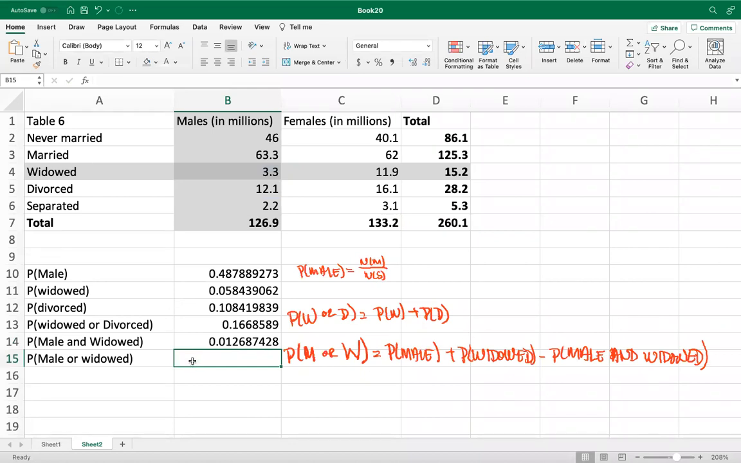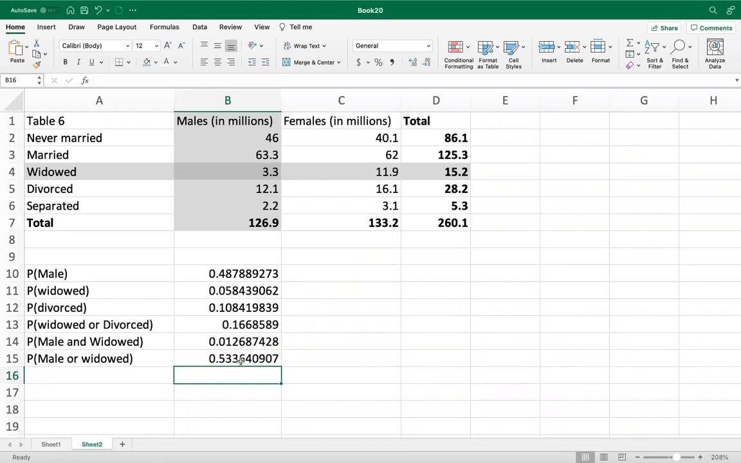So the probability of male or widowed is equal to the probability of male plus the probability of widowed minus the probability of male and widowed. And there we go. So here we have that last probability, 0.5336.